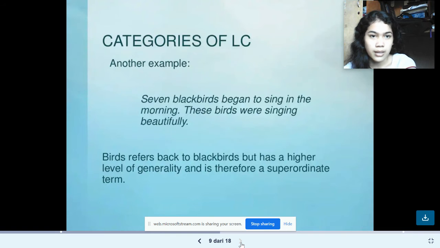And then there is another example: seven blackbirds began to sing in the morning. These birds were singing beautifully.